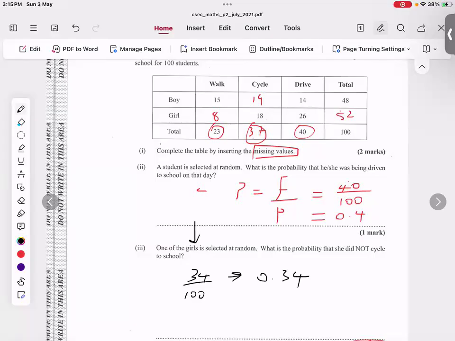I'm thinking if you could add the 8 and the 26 and then subtract it from 52 and then use the 18 over the 100. Is it the 100? It says girls did not, you know. Yeah, but so how many did not? These persons cycled, right? So these persons did not, correct? Yeah, that would be 34.